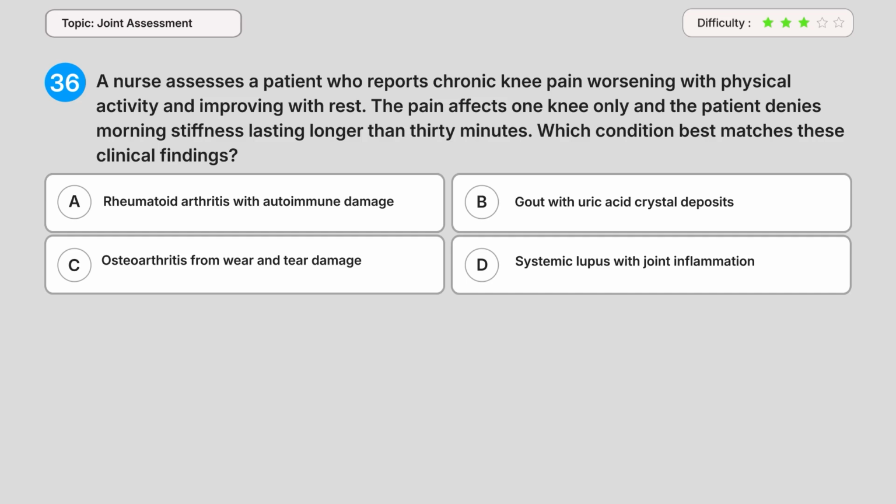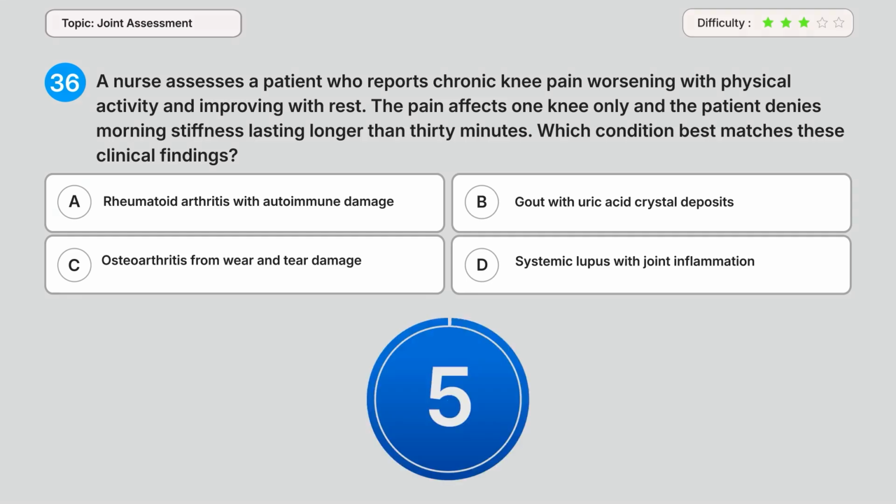A. Rheumatoid arthritis with autoimmune damage. B. Gout with uric acid, crystal deposits. C. Osteoarthritis from wear and tear damage. D. Systemic lupus with joint inflammation. Can you guess the answer?